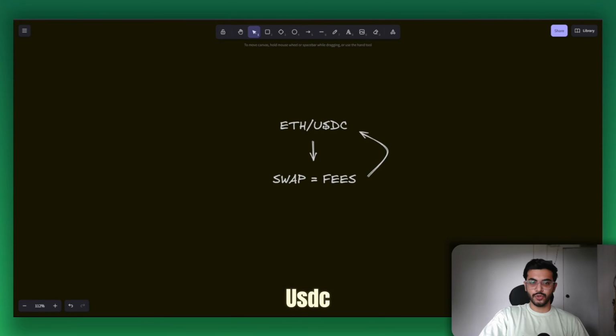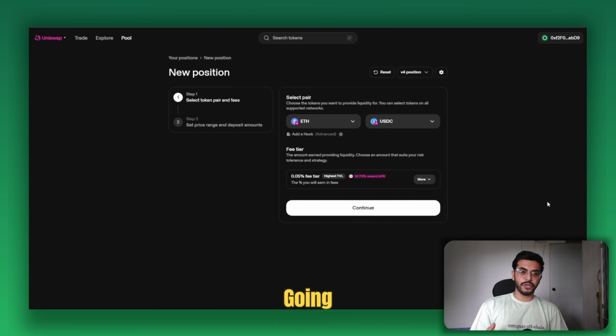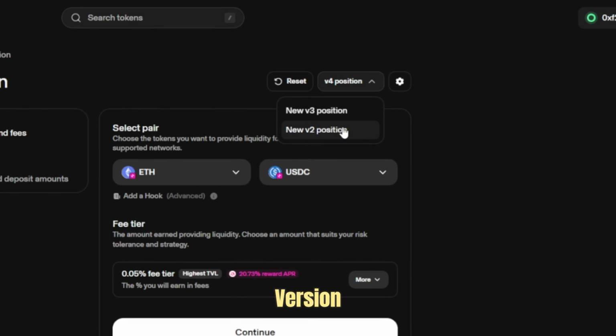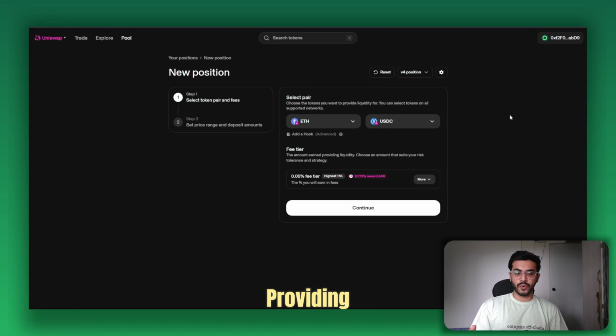Before you start going all in on liquidity pools, make sure that you do thorough research on the types of different liquidity pools. Even on Uniswap, there are multiple different pools called version 2, version 3, version 4. So before starting your liquidity providing journey, make sure that you completely understand what these positions are. And if you are a beginner, I would advise you to take a look at what is impermanent loss before you start depositing your assets into liquidity pools.